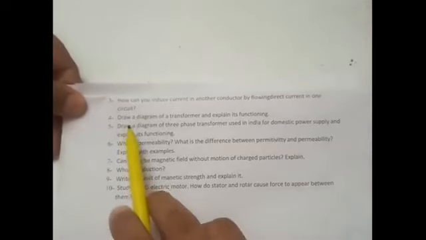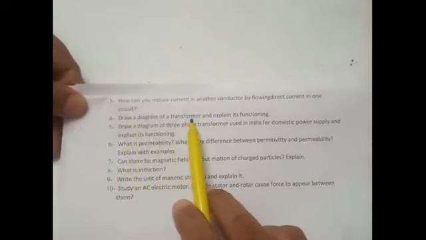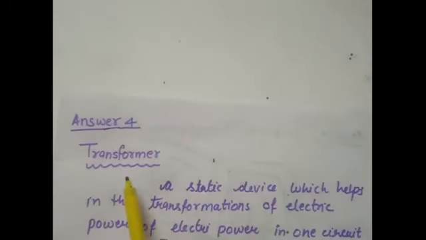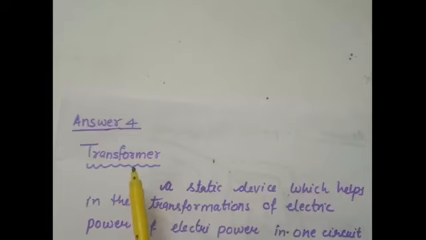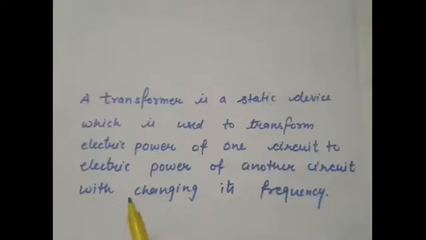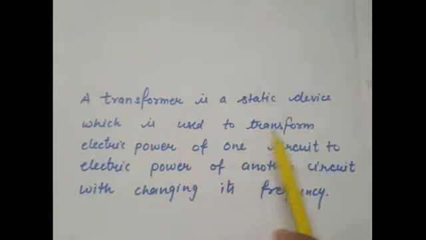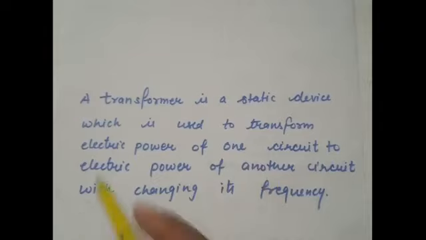Question number 4 is, draw a diagram of a transformer and explain its functioning. A transformer is a device which changes low AC voltage to high AC voltage or high AC voltage into lower AC voltage. We can define a transformer as a static device which is used to transform electric power of one circuit to electric power of another circuit without changing its frequency.